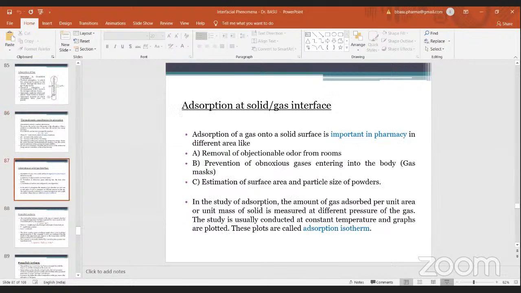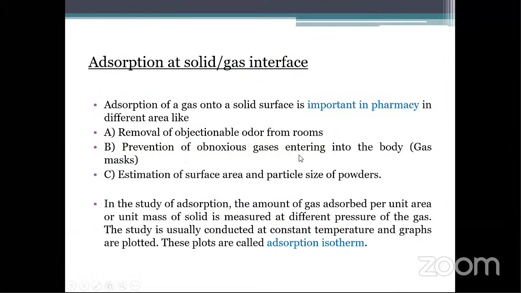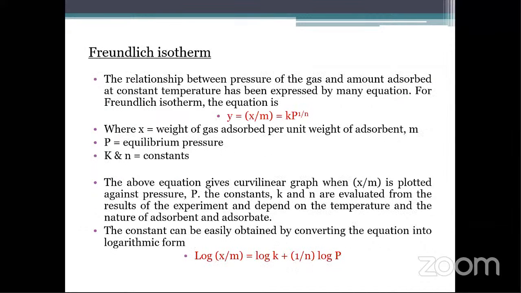So these are the applications: removal of objectionable odor from rooms, prevention of obnoxious gas entering into the body, estimation of surface area and particle size. Okay, so for particle size determination we can also use this adsorption method. So this is all about Freundlich isotherm.